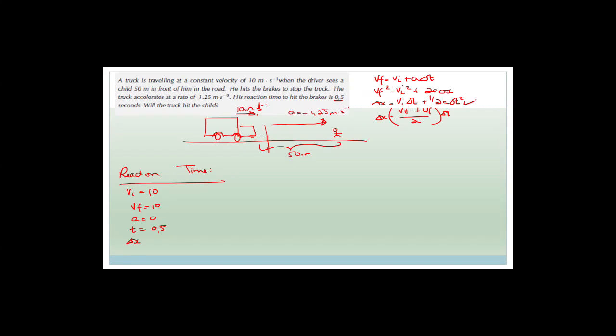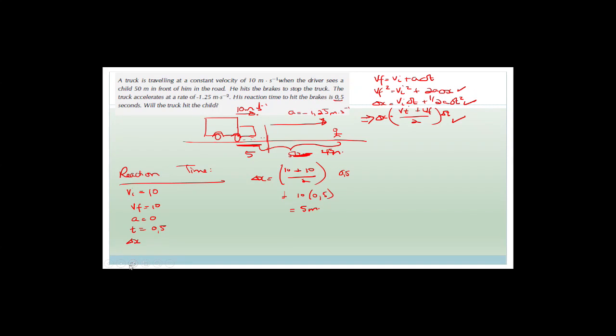So we want an equation that's got delta X in. We've got the time, the initial velocity, the final velocity, and we want delta X. Why don't we just use this one? Delta X is equal to the initial velocity, which is 10, plus the final velocity, which is 10, divided by 2, multiplied by the change in time, which is 0.5. That is 10 times 0.5, which equals 5 meters. So he's already traveled 5 meters. What's he got left to stop? He's still got 45 meters left, otherwise he hits the child.